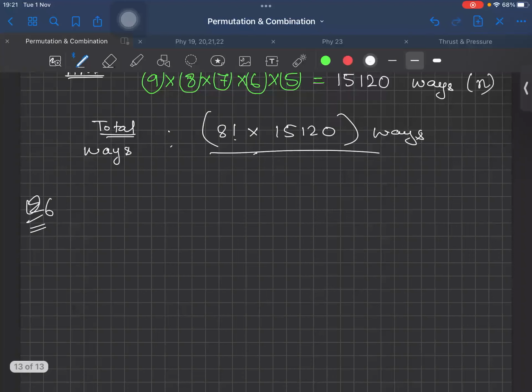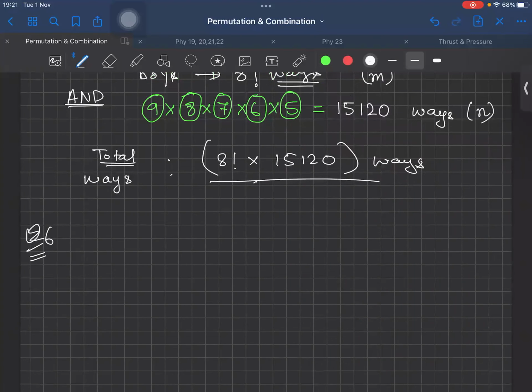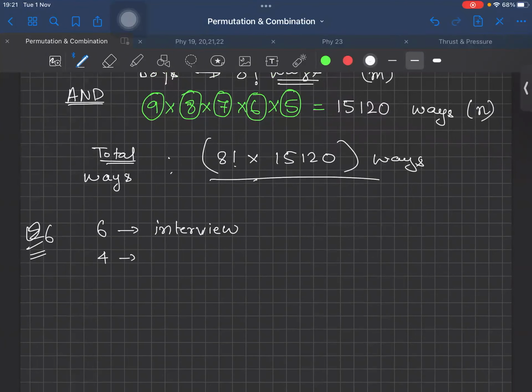Okay, let's do another problem. So write down: 6 candidates are called for interview. Write down the complete question. To fill 4 positions or 4 posts.